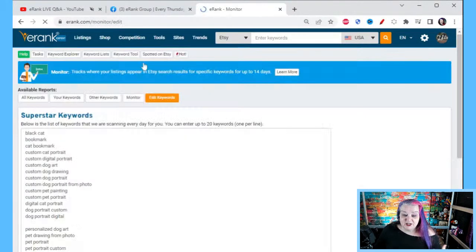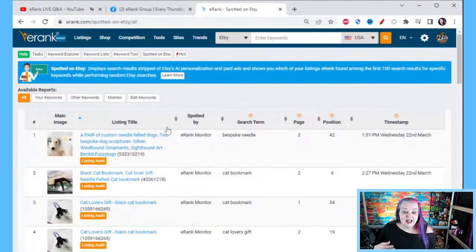edit keywords. This is to put in your superstar keywords. So once you've put those in, let's go back to all keywords. Once you've put those keywords in, there we go. Once you put those in, that tells eRank that you want to start Spotted on Etsy. This is a great tool. If you haven't set it up, I would advise everyone to go in, add even one superstar keyword. This is a keyword that you're hoping is really relevant for your shop.